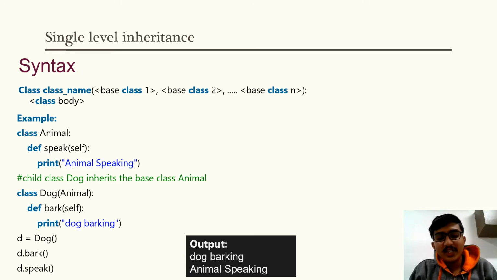Now look here, we have created the object d of Dog, not Animal, only Dog. We have called the function by object dot function name: d is the object and d.bark is the function. We have called the bark function from the Dog class, but in the next statement we use the object of the Dog class to call the method of the Animal class. This is possible because we have inherited the Dog class from the Animal class.